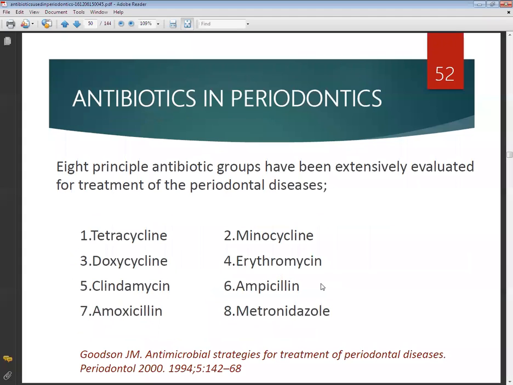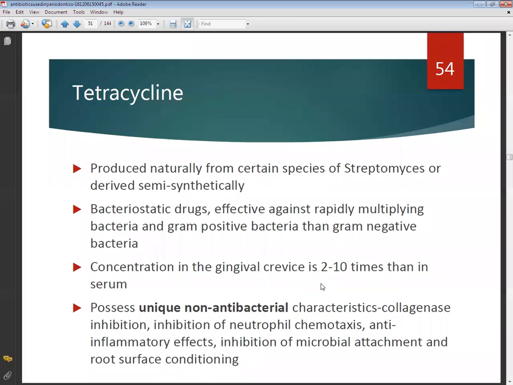What antibiotics are usually prescribed in periodontics? First is tetracycline, second doxycycline, third clindamycin, fourth amoxicillin, fifth minocycline, sixth erythromycin, then ampicillin, and last metronidazole. This group of antibiotics is usually prescribed to treat periodontal disease and is widely used. We will discuss the drugs that are frequently used to treat periodontal disease.